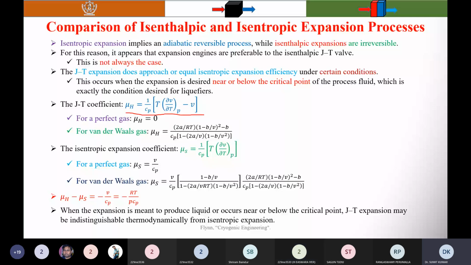Okay. Now I will come to this point, when mu H is equal to mu S. So don't worry, I will come to these slides. Why is it a change for the ideal gas? The Joule-Thomson coefficient is always 0. Okay.